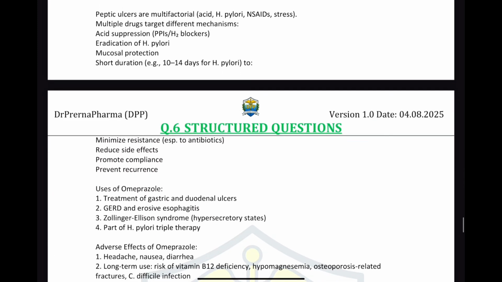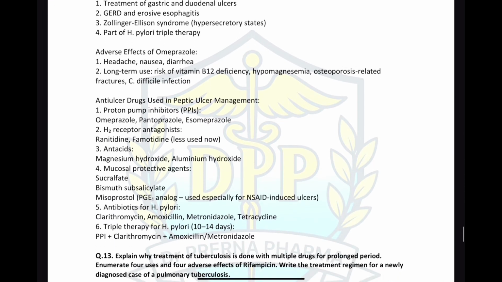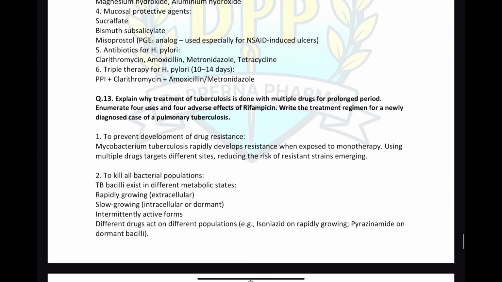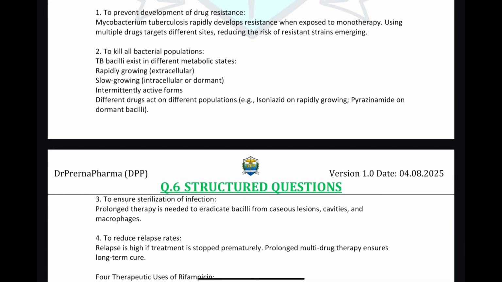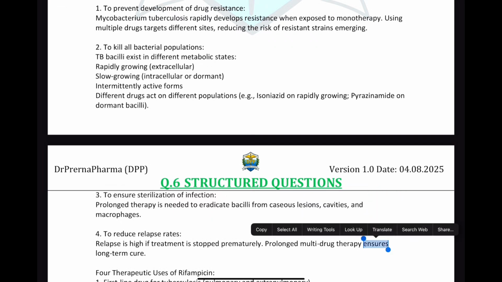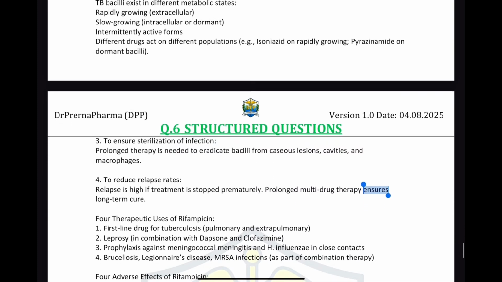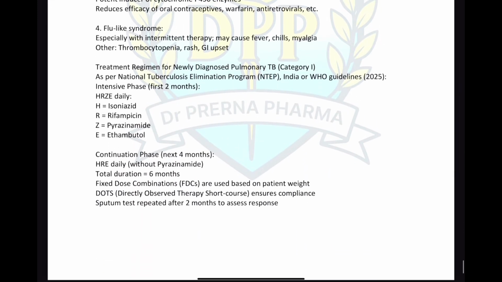Then the 12th question is on peptic ulcer. So it is about peptic ulcer: uses of omeprazole, adverse effects, and anti-ulcer drugs used. 13th question is: explain why treatment of TB. It's on TB. So why it is done with multiple drugs, and enumerate 4 uses and 4 adverse effects of rifampicin, and the treatment regime for the newly diagnosed case of pulmonary TB. I've written the answers, so all the answers are here, the treatment regime.